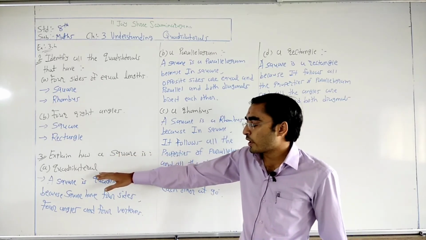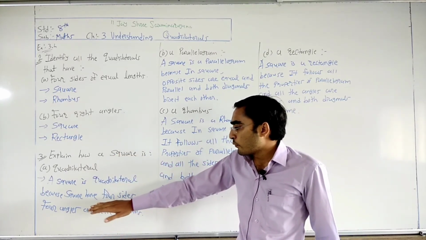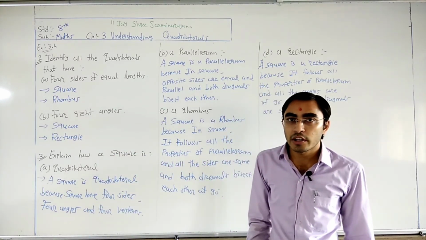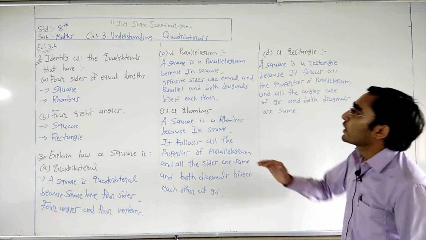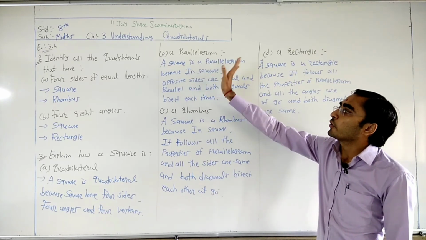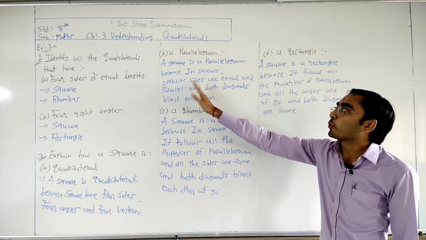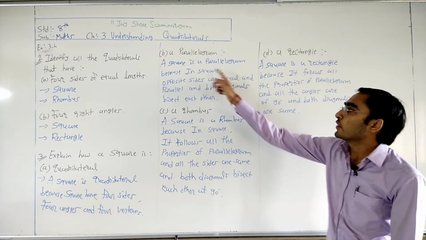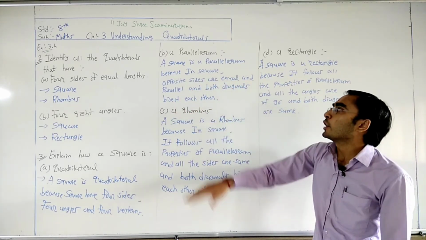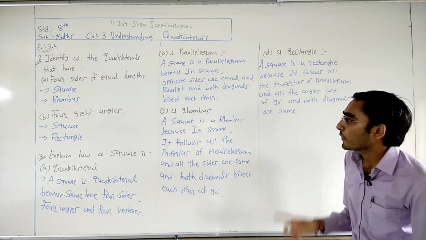Here, how is a square a quadrilateral? Because in a square, four sides, four vertices and four angles are there. So it is the property of a quadrilateral. That's why a square is a quadrilateral. After that, a square is a parallelogram because in a square, opposite sides are equal and parallel and both diagonals bisect each other. These are the properties of a parallelogram. That's why a square is a parallelogram.